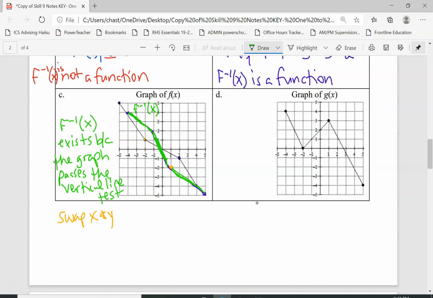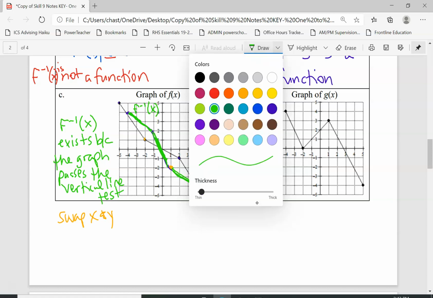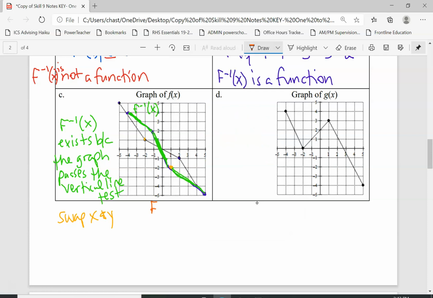I could have tested it just by looking at the original graph, and I could easily see that the original graph is 1 to 1. So another justification would be f inverse exists because f of x is 1 to 1. It's 1 to 1 because it passes the horizontal and vertical line test. Okay.